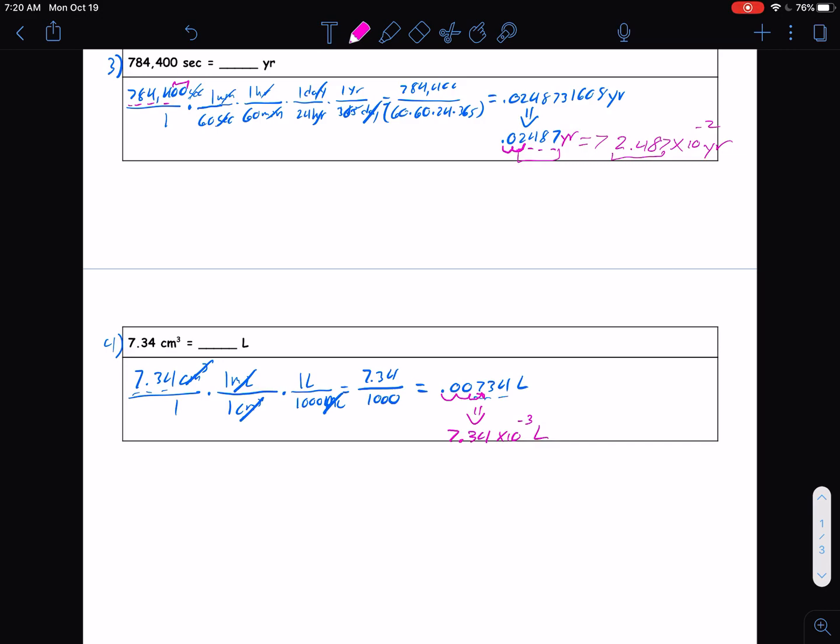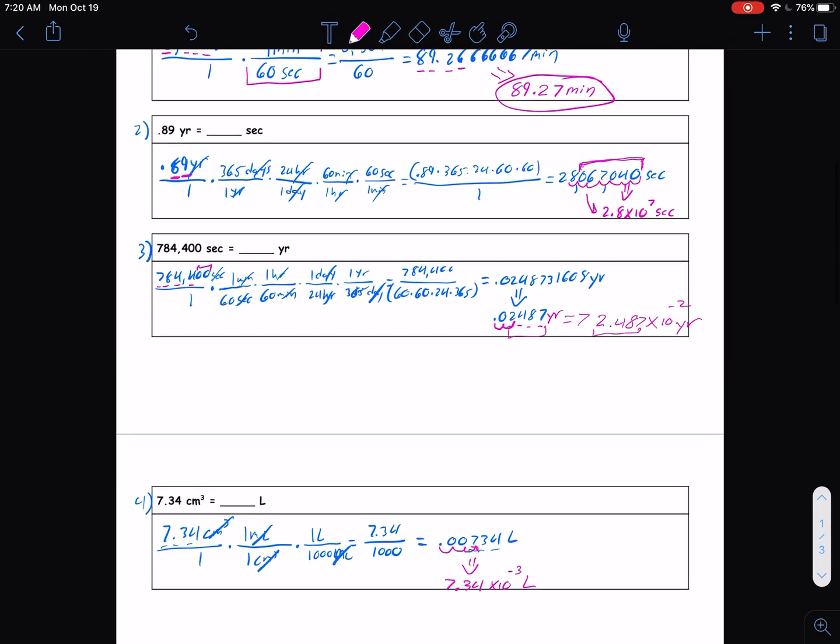Hopefully this helps you out a little bit with scientific notation and sig figs. I'll continue to provide you with practice like this.